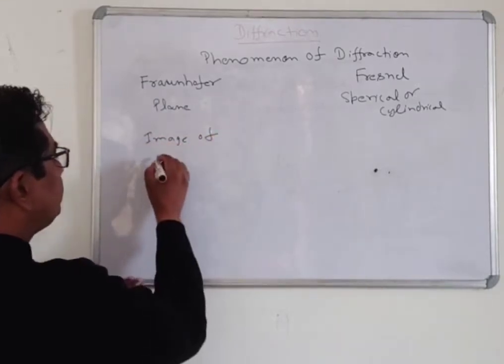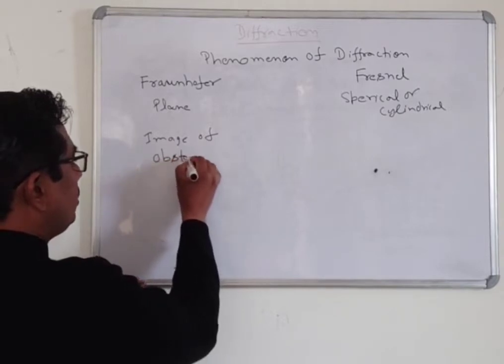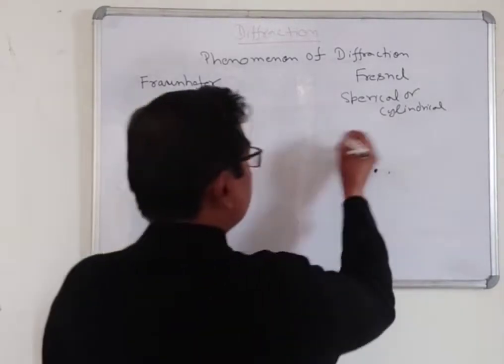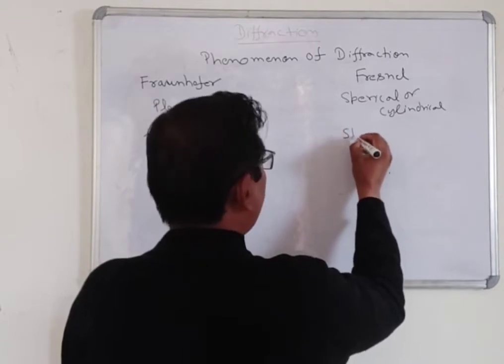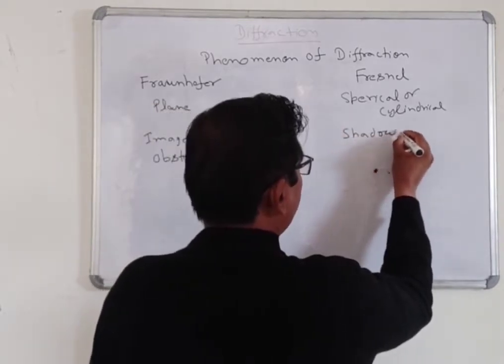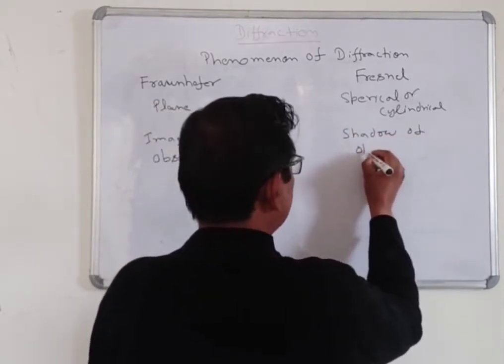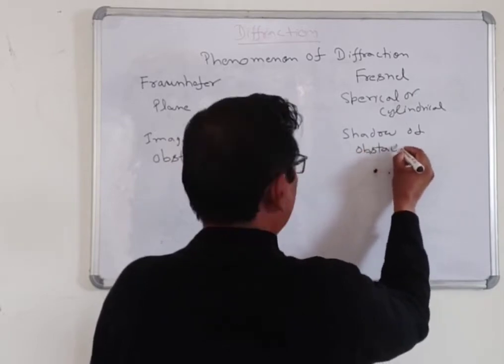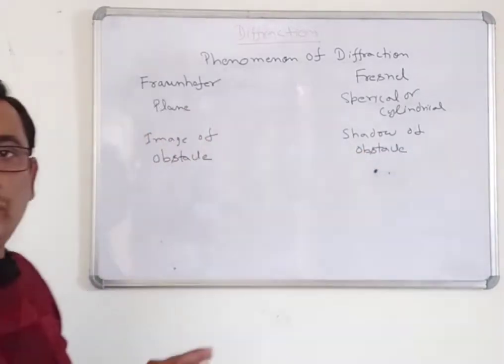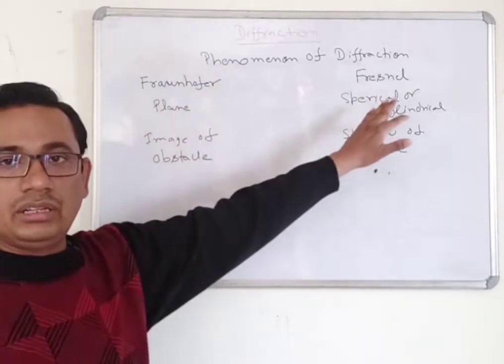of the optical. Here, in Fresnel, it is the shadow of the optical. These are the main differences between the Fraunhofer and Fresnel.